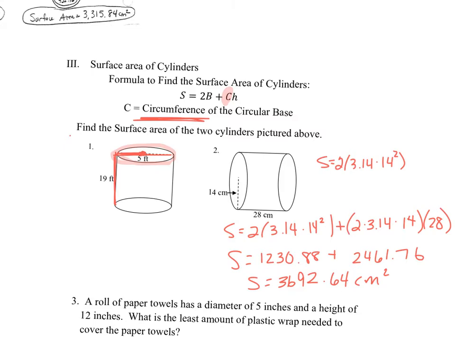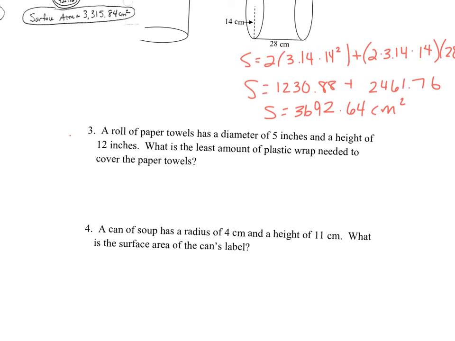So we can use surface area of a cylinder to figure out word problems. So it says a roll of paper towels has a diameter of 5 inches. So there's a piece of information, and a height of 12. There's another piece of information. What is the least amount of plastic wrap needed to cover the paper towels? So cover the whole thing. That's surface area. When you cover the entire item, whether it's paper towels, whether it's just a cylinder, that is your surface area.